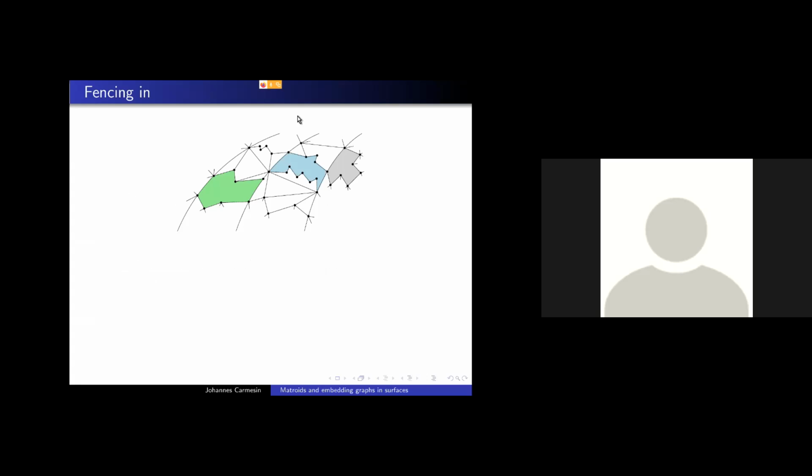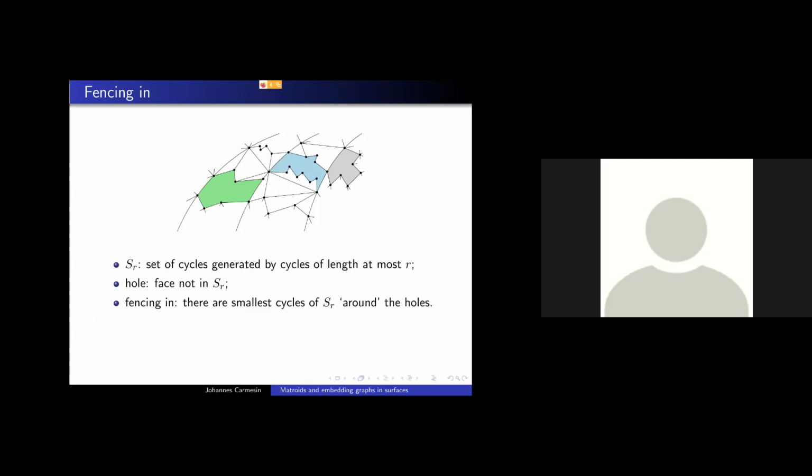Okay, so here's an embedding of some graph in a surface, just some local piece of that embedding, and all face boundaries are short except for the three faces which are put in color. So there's the green face, the blue face, and the gray face, and these are the only long face boundaries. I refer to these faces as holes. So the faces that have too large a boundary I call holes. And now, as usual, we denote by S sub r the set of cycles generated by cycles of bounded length.